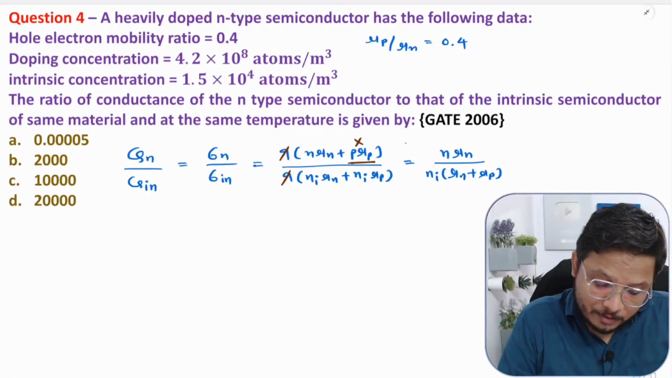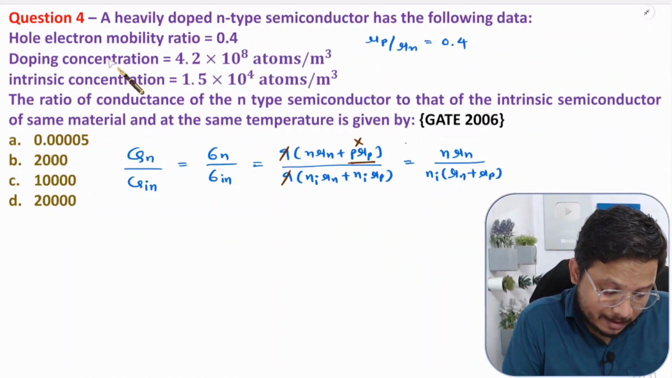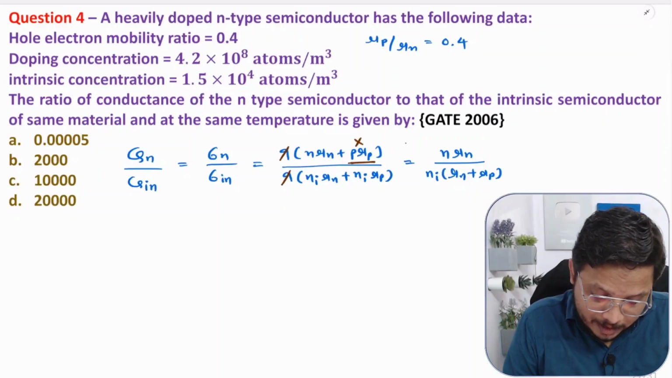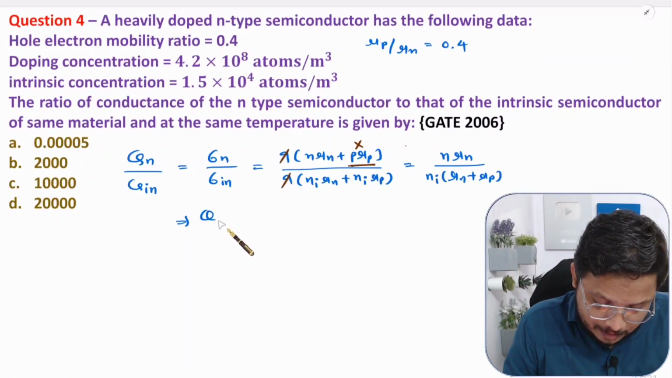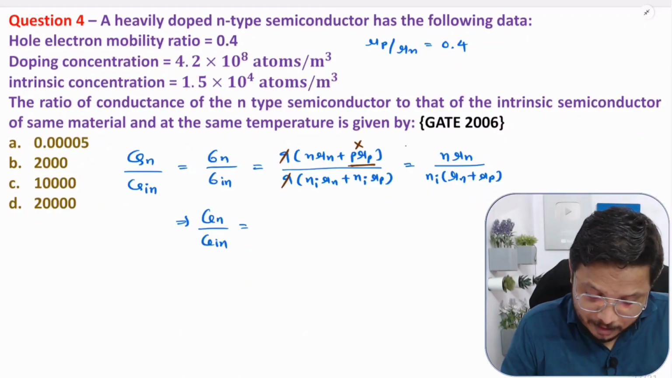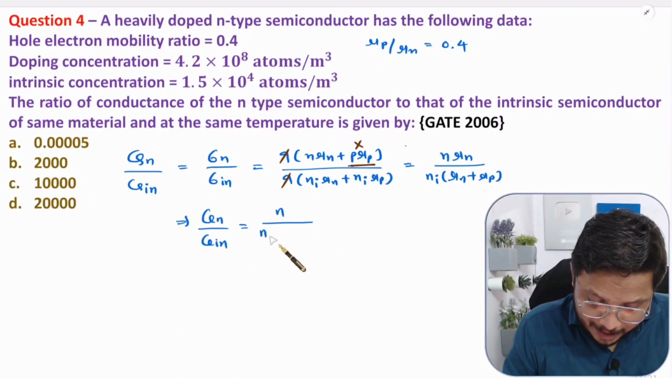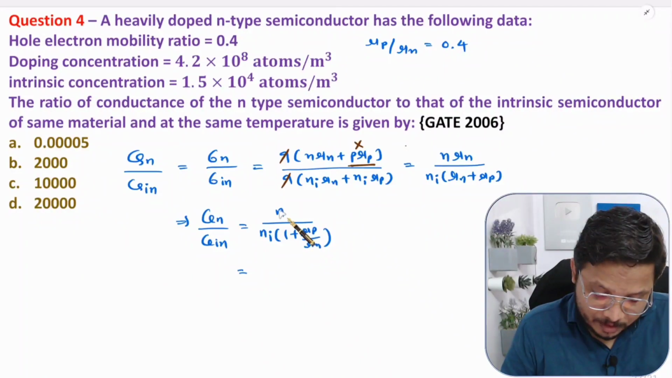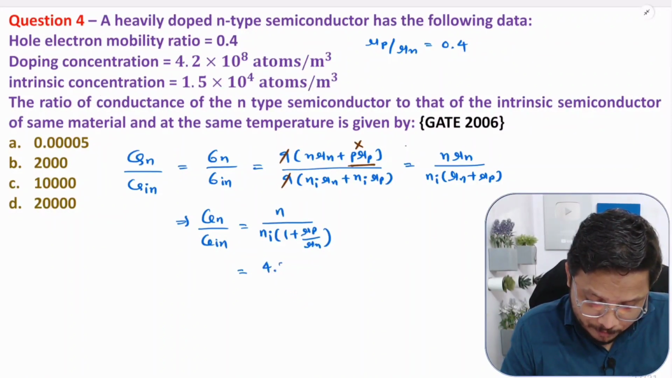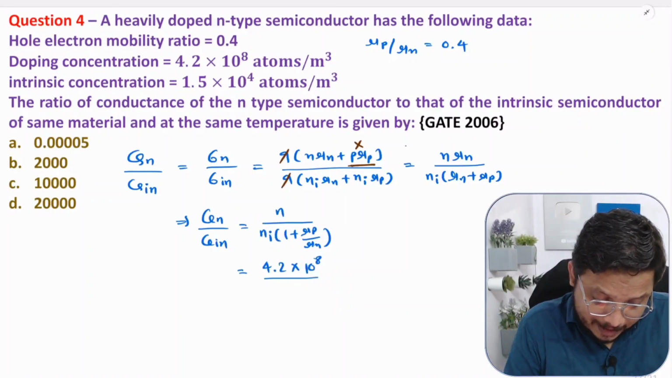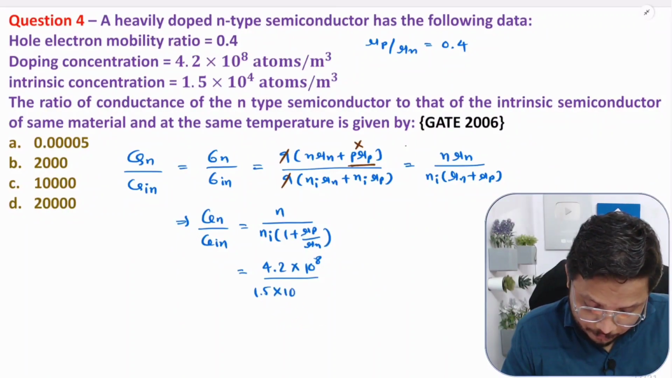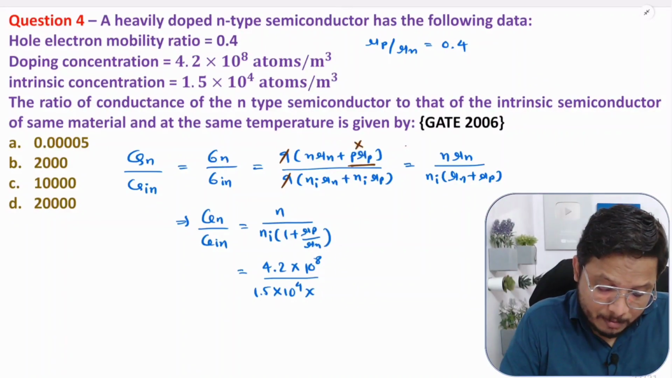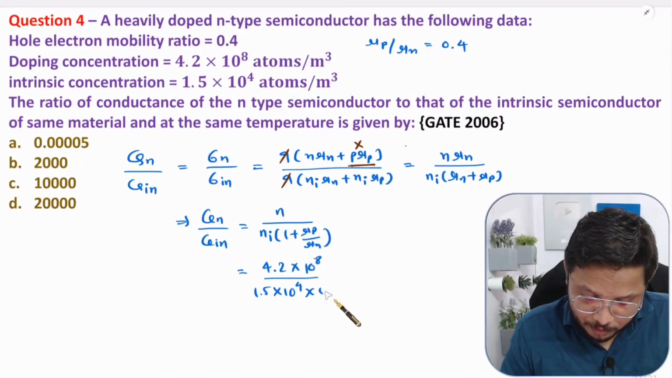right? Now here what is given, you see, mu p by mu n, that is given, and n and ni is also given, right? So here what we can do is, we can say this conductance ratio for n-type and intrinsic, that will be, now you see, in numerator there will be n divided by ni, and I am dividing this mu n in denominator as well. So I'll be having 1 plus mu p by mu n, and we are having all the data. So just substitute that. N is how much? Doping concentration. So that is 4.2 into 10 to the power 8 divided by ni, that is 1.5 into 10 to the power 4, and 1 plus mu p by mu n. Mu p by mu n is 0.4. So 1 plus 0.4, that is 1.4, right?